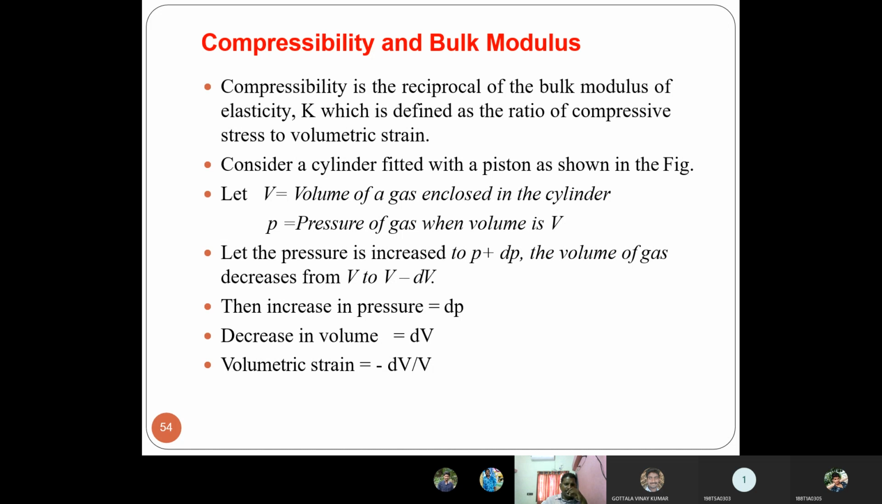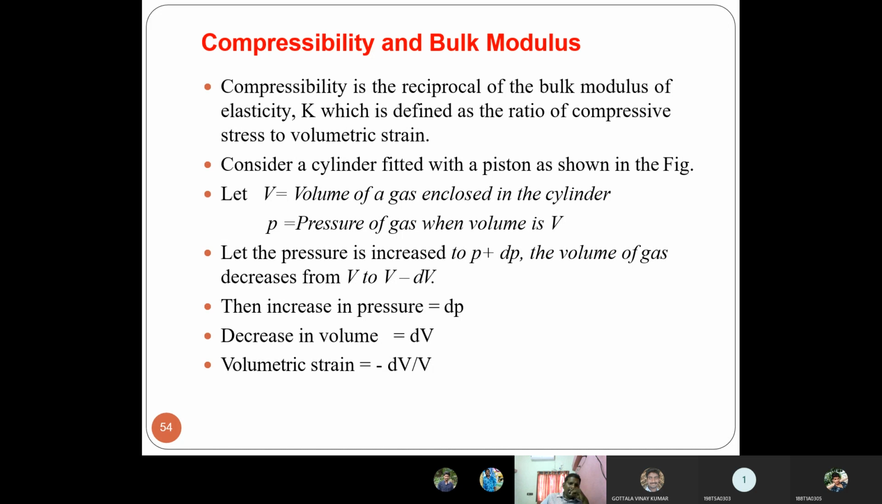Understand? So the increase in pressure is equal to final pressure minus original pressure, P plus dP minus P. If we simplify it, P and P get cancelled and dP will be the remainder. So the increase in pressure is dP. Similarly, the decrease in volume is equal to final volume minus initial volume: V minus dV minus V. V and V get cancelled, and what is the remainder? Minus dV. A decrease in volume is equal to dV, or minus dV.